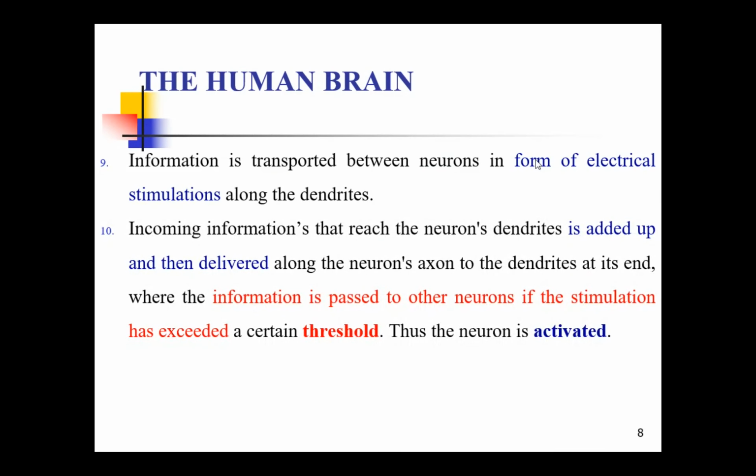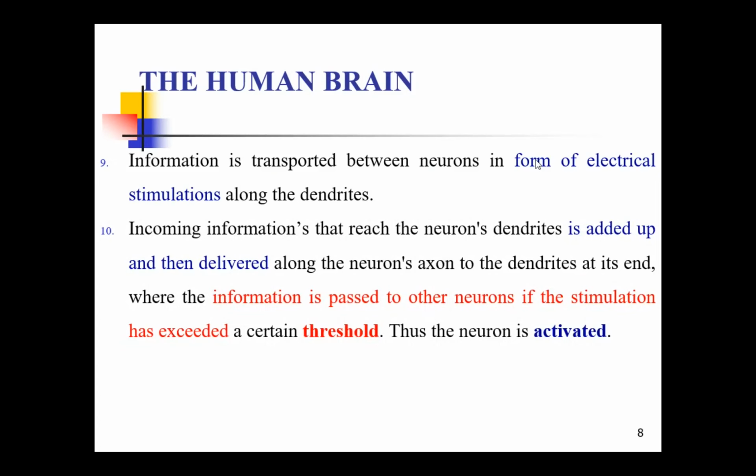The incoming information comes from nearby neurons; we are not speaking about only one-to-one neurons. There may be many neurons connected with each and every neuron. So the incoming signals from the dendrites of various nearby neurons are added up and then delivered along the neuron's axon to the dendrites.